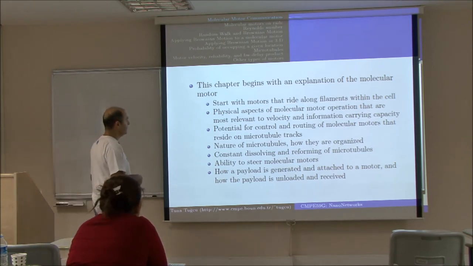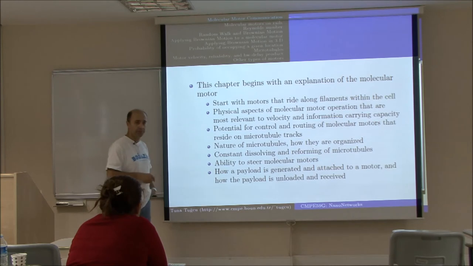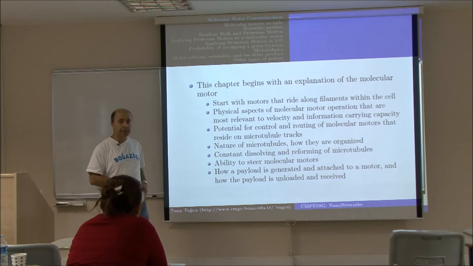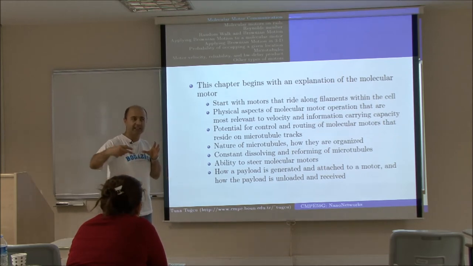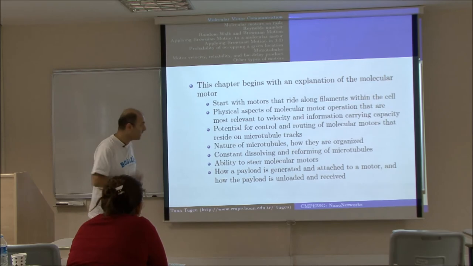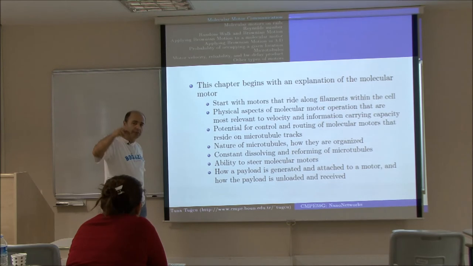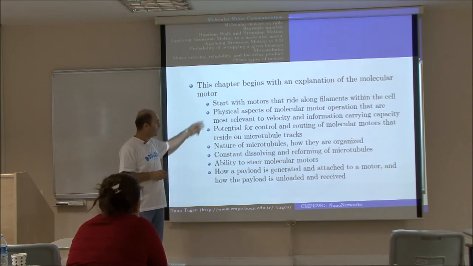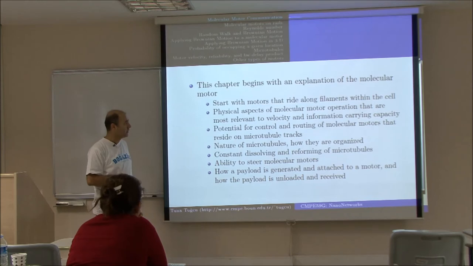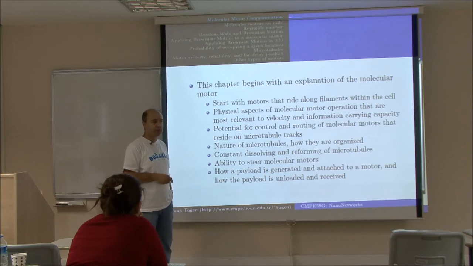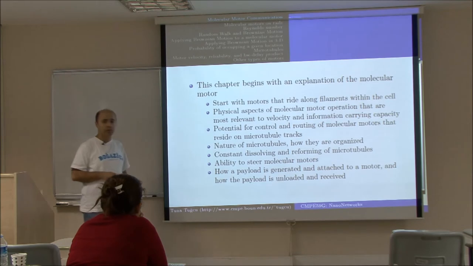But in this chapter, we'll be focusing on the molecular motor. We'll start with the motors that ride along the filaments. There are filaments inside the cell, the cytoskeleton filaments. So we'll start with the motors that can walk over these filaments. We'll look at the physical aspects of a molecular motor, how it operates, its velocity, and how much information it can carry. We look at the potential for control and routing of molecular motors that reside on microtubule tracks.